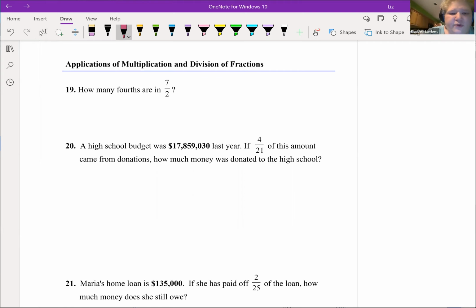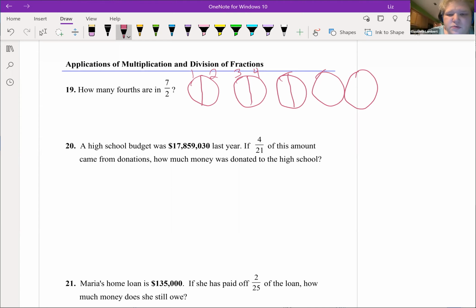But here is what's going on. So 7 halves, I'm going to draw a whole bunch of circles. All right, so there is 1/2, 2 halves, 3 halves, 4 halves, 5 halves, 6 halves. So I didn't need that last circle, and 7 halves. So I'm going to erase that and just draw the half circle.